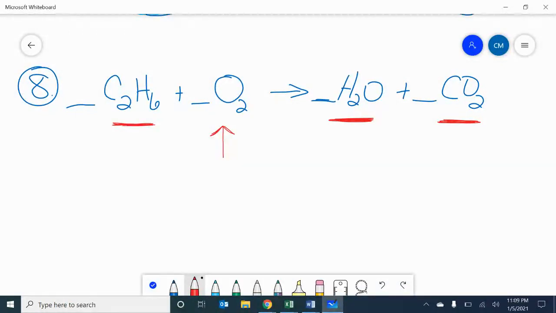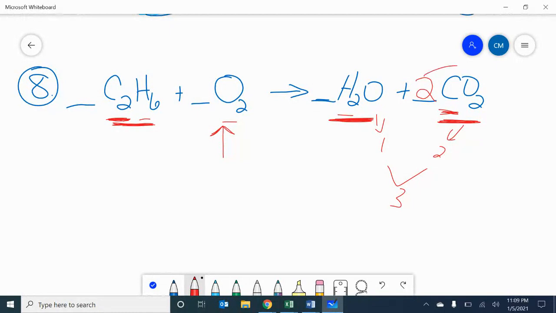I've got 2 carbons on the left and only 1 on the right, so they're not balanced. 6 H's versus 2, they're not balanced. 2 oxygens versus 1 and 2, so we've got 3 oxygens on the right compared to 2 on the left. Well, I say do hydrogen and oxygen last, so let's go carbon. We got 2 on the left and 1 on the right, so I'm going to put a 2 here.